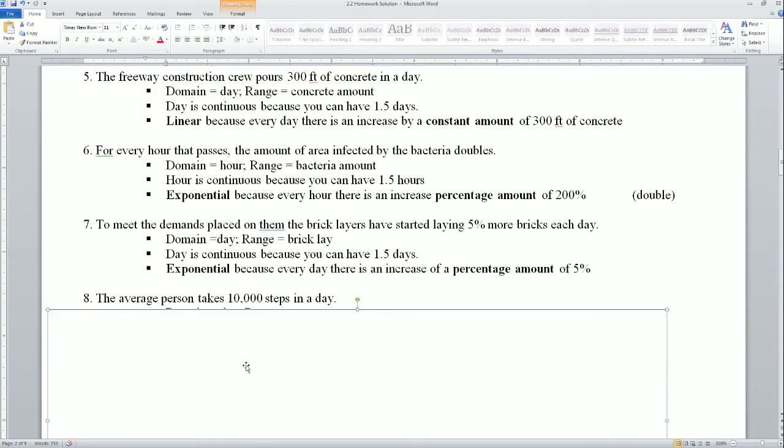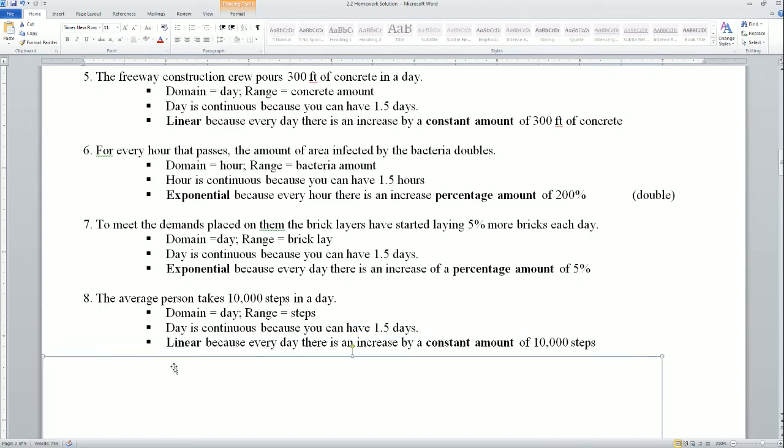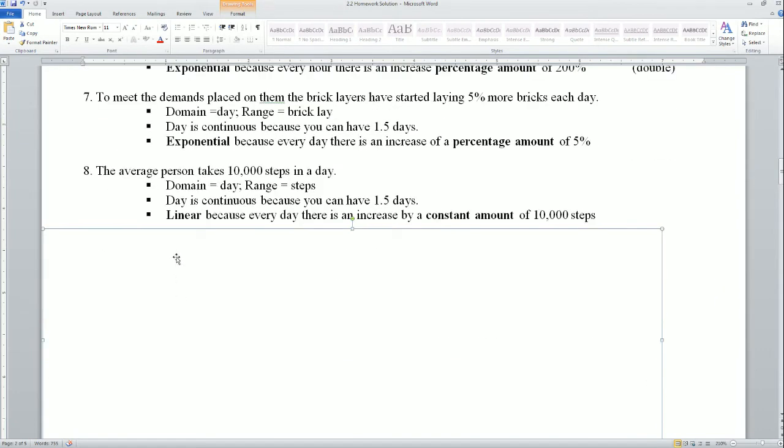8. The average person takes 10,000 steps in a day. The domain here is days. The range is your steps. The day is continuous because you could have 1.5 days. And it's linear because every day there is an increase by a constant amount of 10,000 steps.